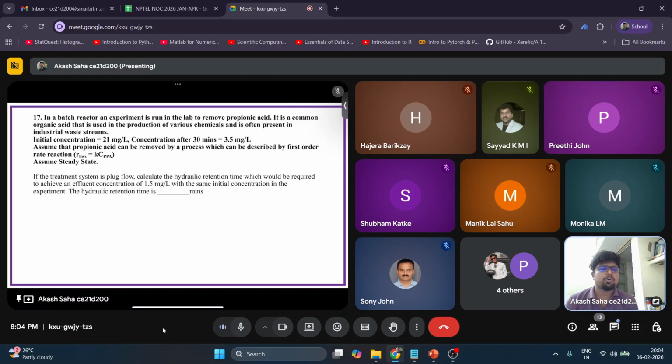So one thing I just want to tell you, the formula for PFR and batch reactor is the same. Okay, they have the same formula. So instead of T, it becomes theta. Theta is the hydraulic retention time. So now can someone tell me what is the theta or the T for hydraulic retention time for the plug flow? The formula is the same.